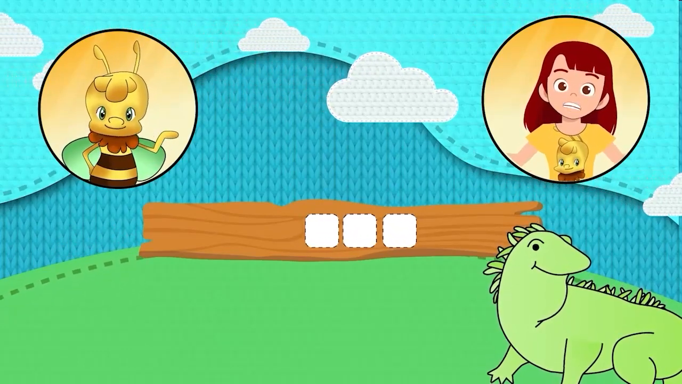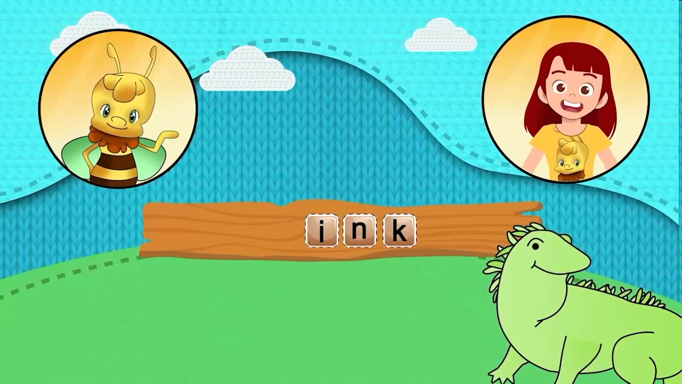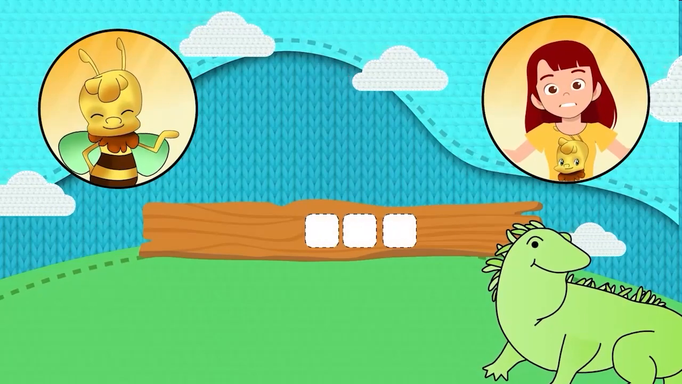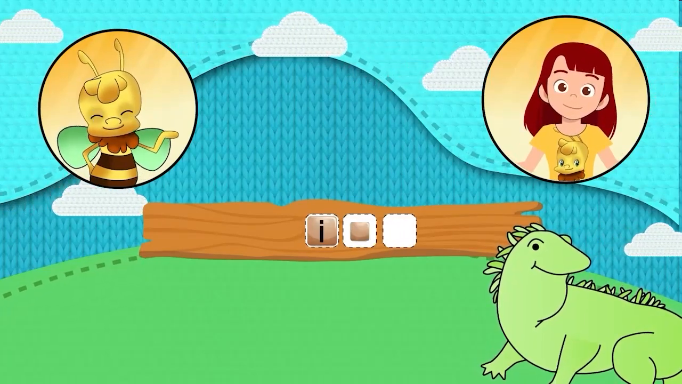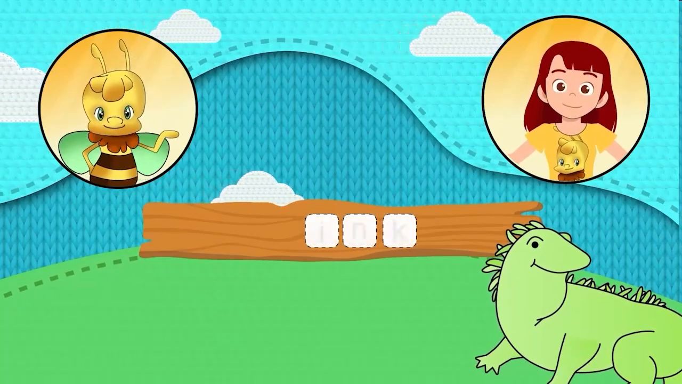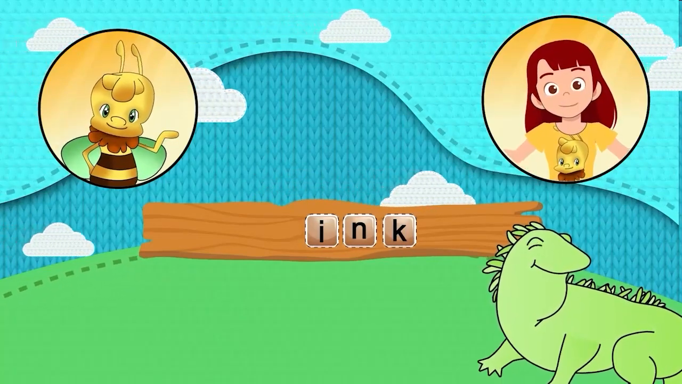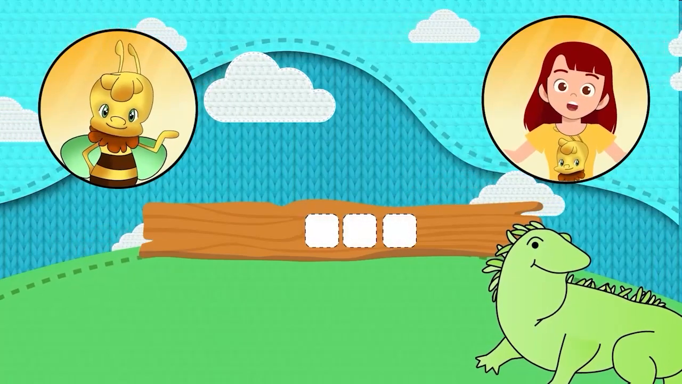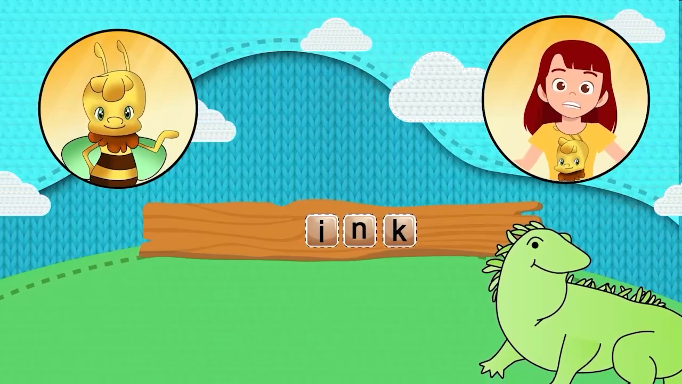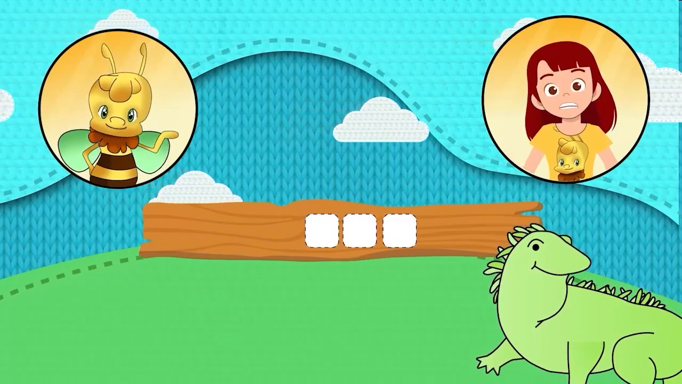Iguana is a hard word to spell, so let's learn how to spell ink instead. Ink comes in lots of different colours, and we use it to write. We spell ink I. N. K. Again, we spell ink I. N. K. Let's spell it once more as a group. Come on, everyone. I. N. K. Thank you, iguana. I is an important sound to know, so thank you for coming along to help.